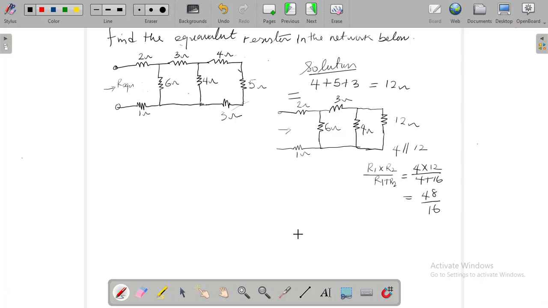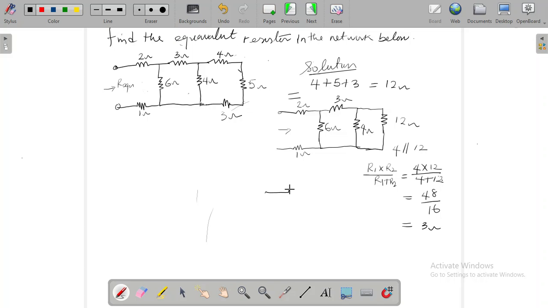Okay, so I'll just clean that out. So this is 12. Okay, so I'll just clean that out, and what we have now is 4 plus 2, 16, and this should give us 3 ohms. So I'm going to take that 3 ohms, then we'll plug it back into this circuit.